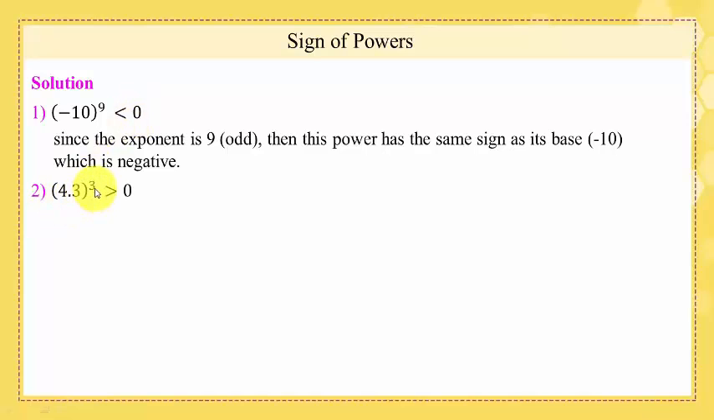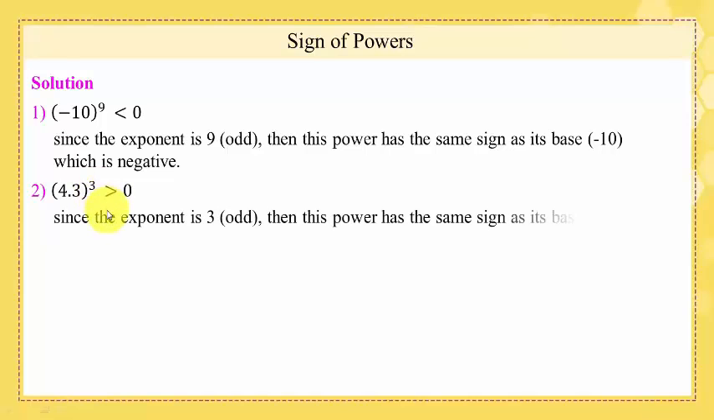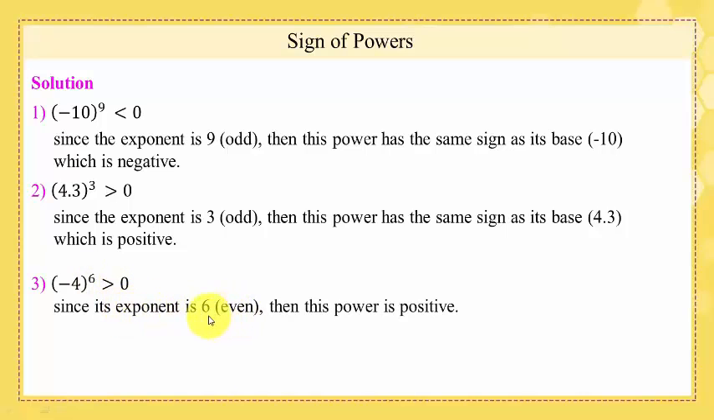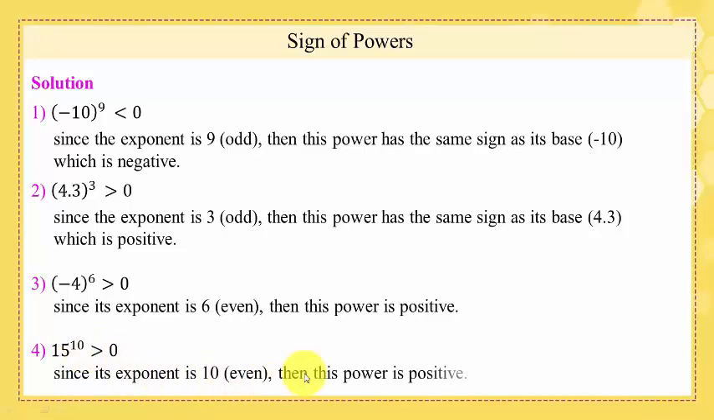4.3 exponent 3: its exponent is odd, so it has the same sign as its base, which is 4.3, so it is positive. Minus 4 exponent 6 is positive, since it has an even exponent, which is 6, so its power is positive. 15 exponent 10 has an even exponent, so this power is positive.